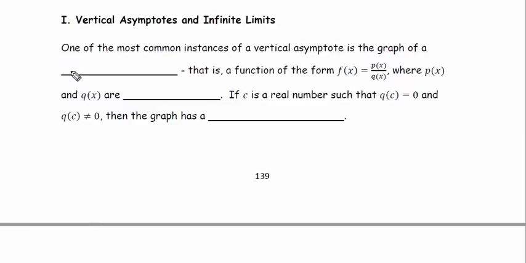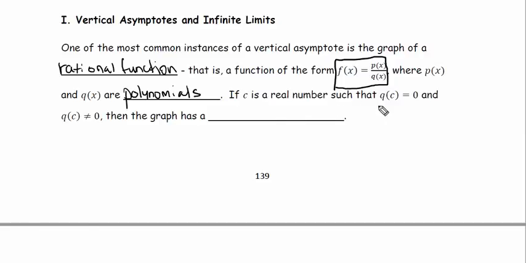One of the most common instances of a vertical asymptote is the graph of a rational function. That is a function of the form f of x equals p of x over q of x, our typical rational function where the denominator cannot equal 0. So p of x and q of x are polynomials.